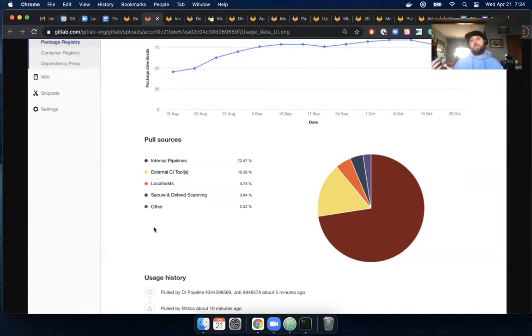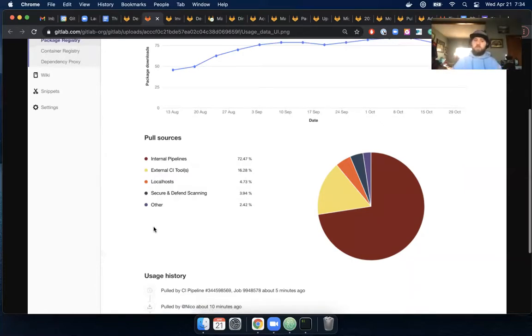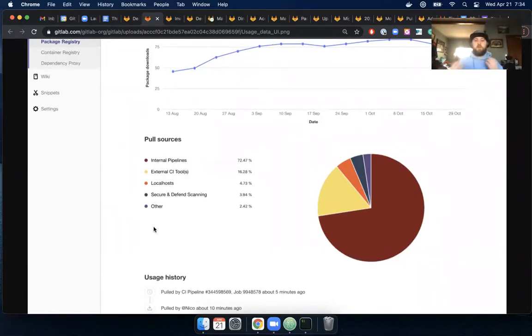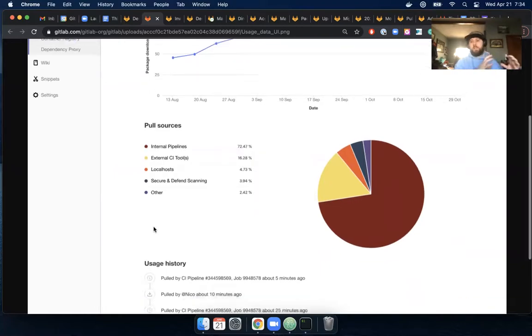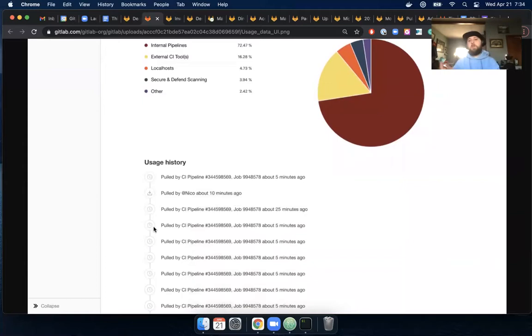I'd like to be able to represent if an individual downloads it to a local host, as well as if it's being pulled by Secure and Defend or from other sources. So that is the overview of what is actually downloading all of these things. And then the latter part, which is Gandalf's beard if I've ever seen one, is the usage history, which is every time it downloads, we tell them what pulled it. So you can see in the example, it was pulled by a specific pipeline, on job, whatever, and here's the time. The next one, Nico downloaded it, and so on.